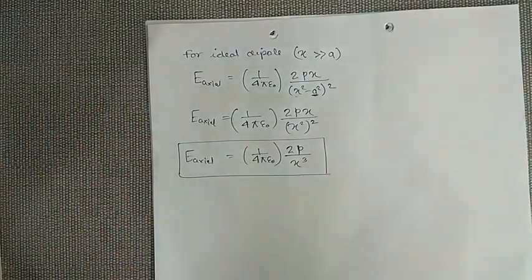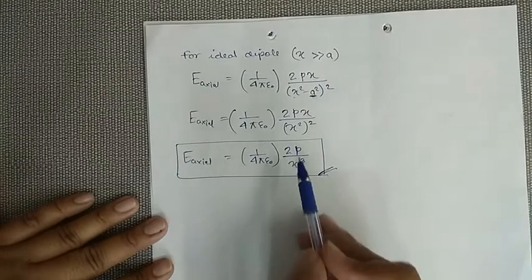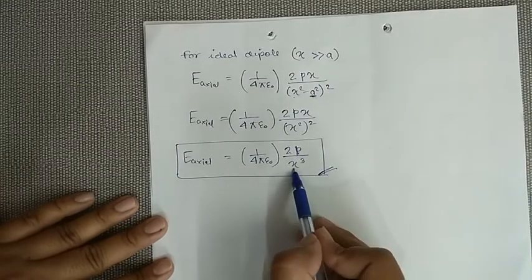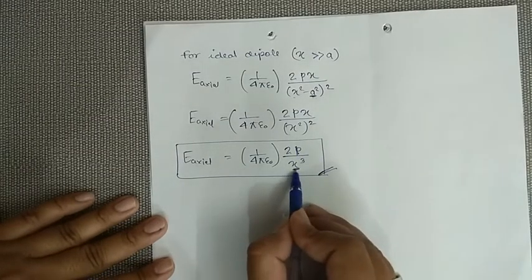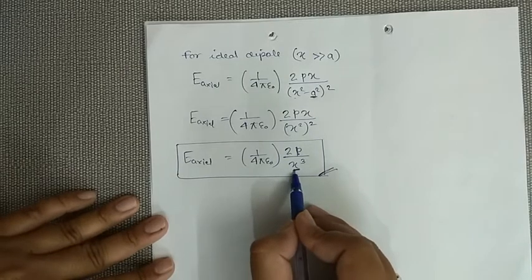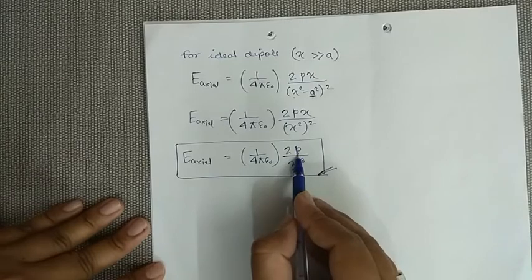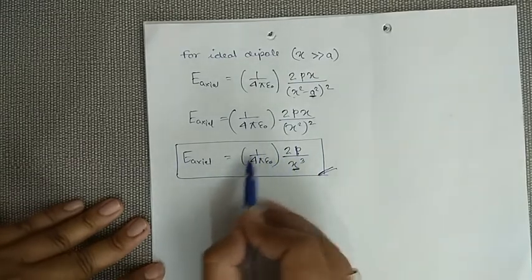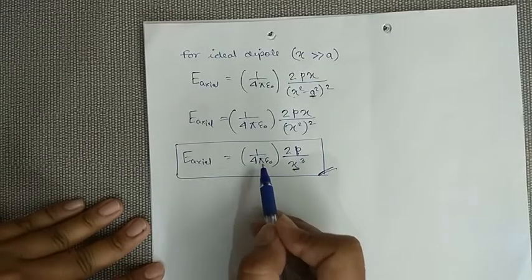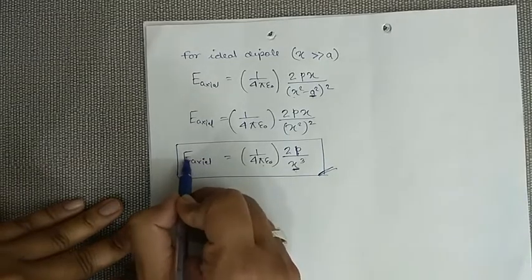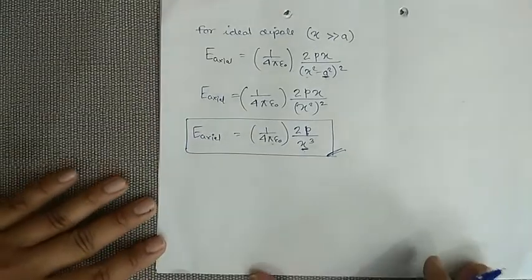Generally in numericals we have to use this expression only. Dipole moment should be given, distance is given, and remember that this distance is from the center of the dipole. This x is the distance from the center of the dipole, p is the dipole moment, and this bracket 1 upon 4 pi epsilon naught is 9 into 10 to the power 9. So here we will obtain the value of axial field.